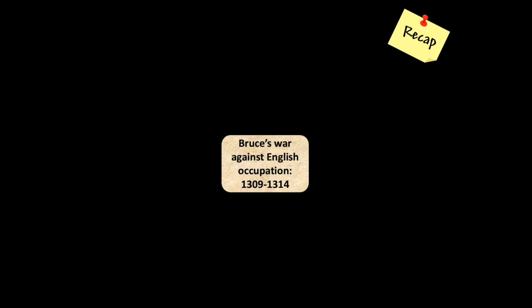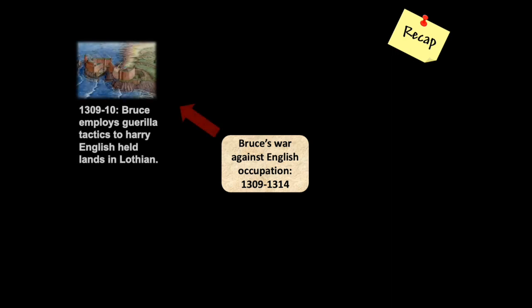So after the Parliament of St Andrews in 1309, Bruce turned his attentions to Lothian. This southeastern corner of Scotland was an English-held stronghold at this time. Bruce employed guerrilla tactics to harass the English-held lands and garrisons of this area. Now this caused such turmoil for these garrisons that they wrote to Edward II for help, and their king answered.